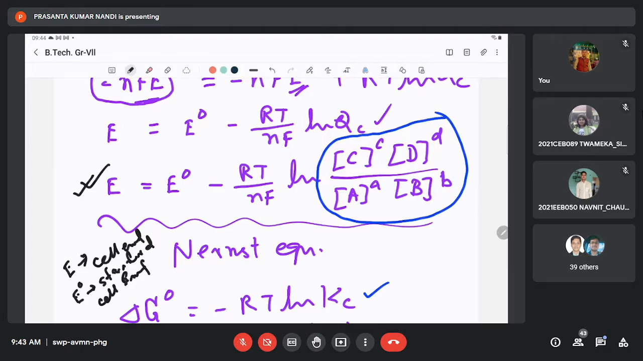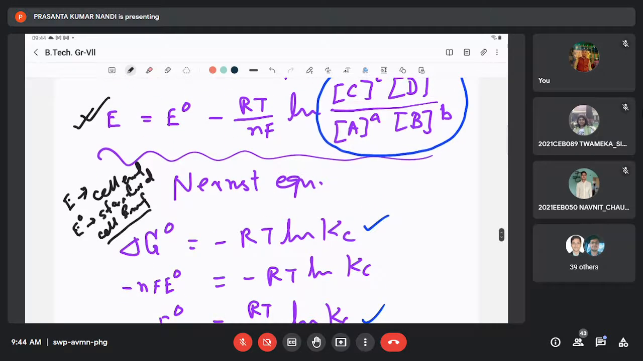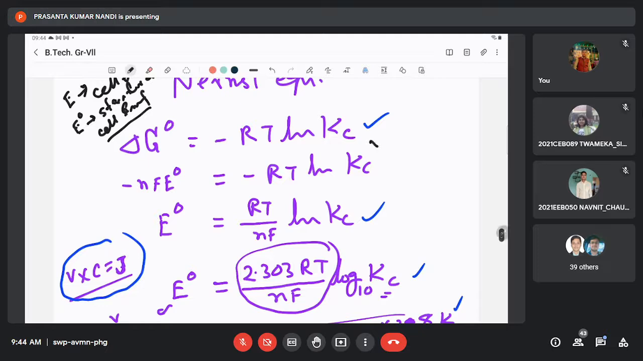Now the standard cell EMF can be calculated from the respective half cells, which I can show later. And this equation that we know can also be represented like this. So this is also very important.